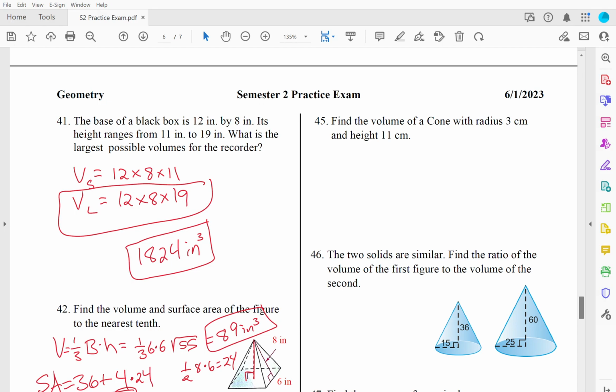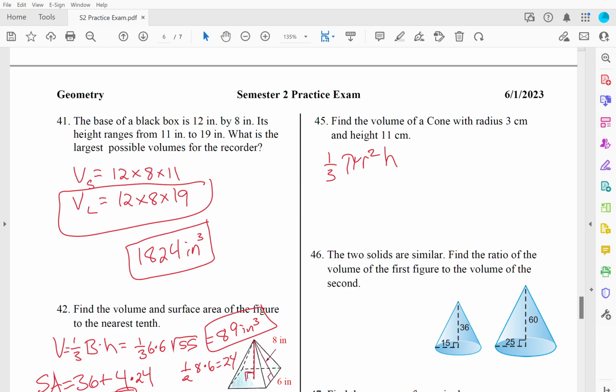Alright, find the volume of a cone. The volume of a cone is 1/3 times the area of the base, which is pi r squared, and then times its height. Alright, the radius is 3, the height is 11. We have everything we need.